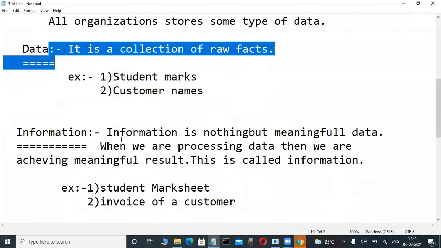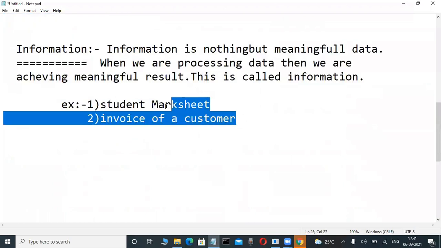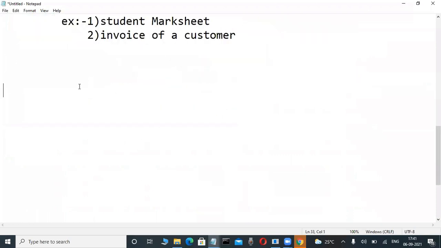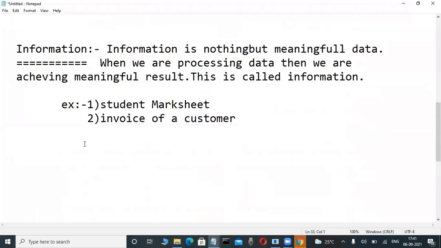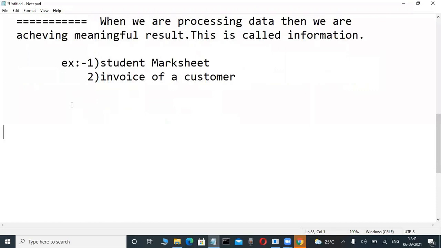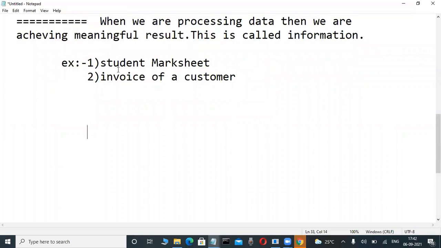Okay, in any books we are referring to, or anything you are referring to on the net, this type of definition is there. That's why I'm copying the bookish knowledge. But unfortunately, in our class, more clarity is required. Suppose I tell the same bookish definition, are you able to understand it or not? First I'm checking. Suppose the definition is: meaningful data is nothing but information. Observe here, concentrate. Finish writing this: student mark sheet and invoice of a customer. Write it, okay? Fine. Now check it out.